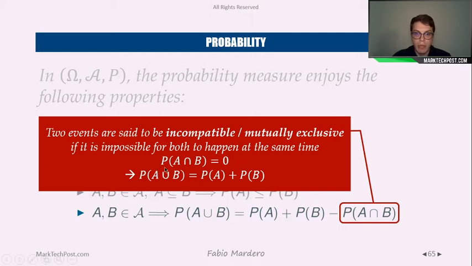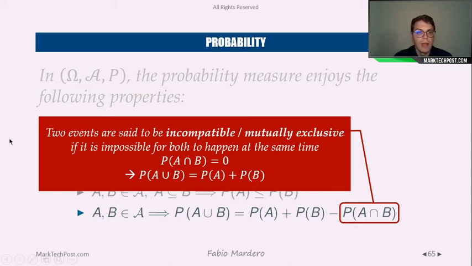For example, A could be that the sun is shining outside, and B could be that I take the umbrella. So the probability that the sun is outside and I take the umbrella is equal to 0. They cannot happen at the same time.